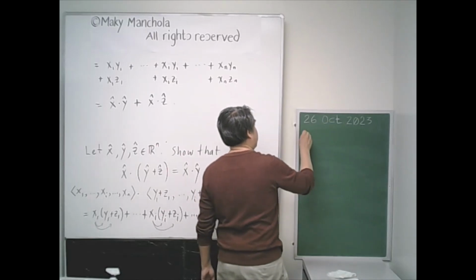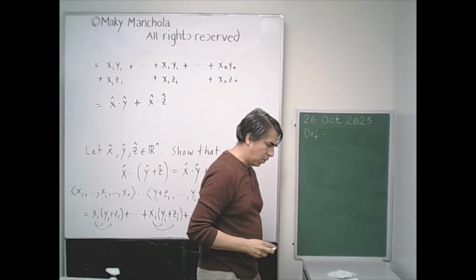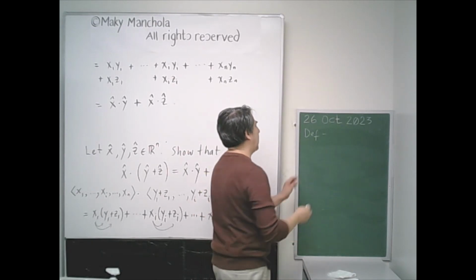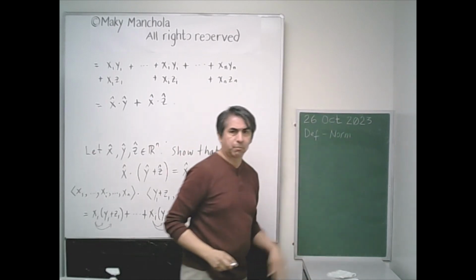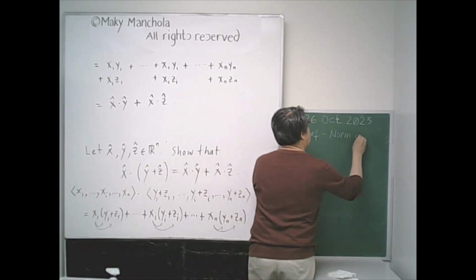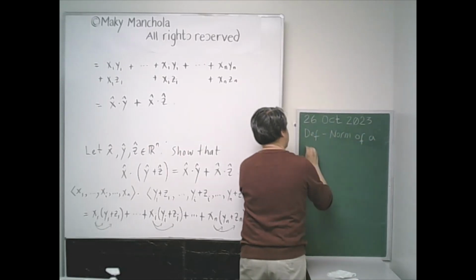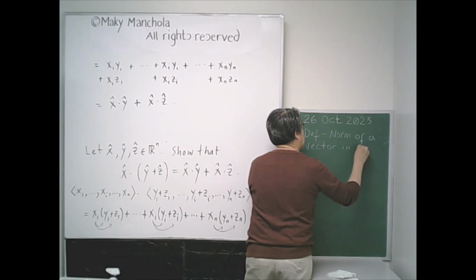So this is our definition. This is a definition. So the norm of a vector in Rn.